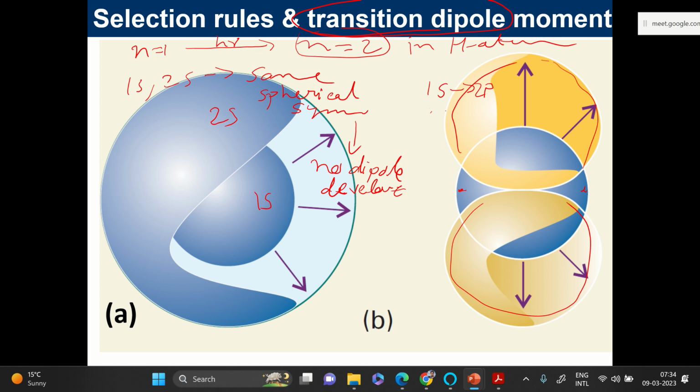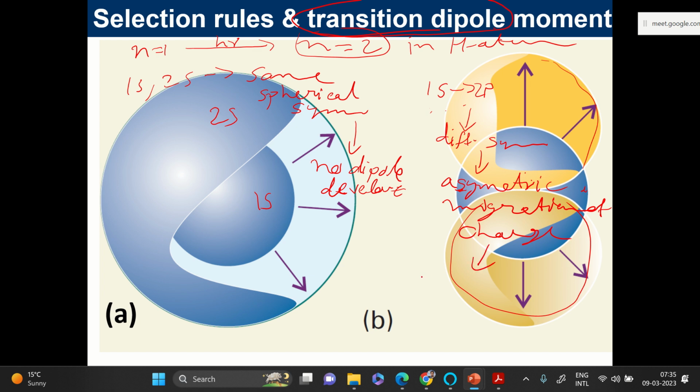So due to the asymmetric charge distribution, you have different symmetry, asymmetric migration of charges. Very carefully look at the points, migration of charge, a dipole is developed, right? And this dipole is what you call a transition dipole.